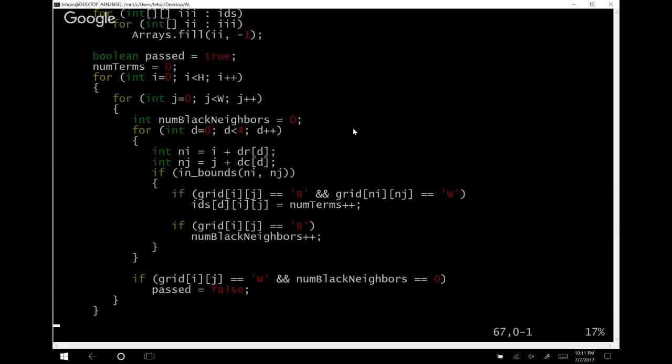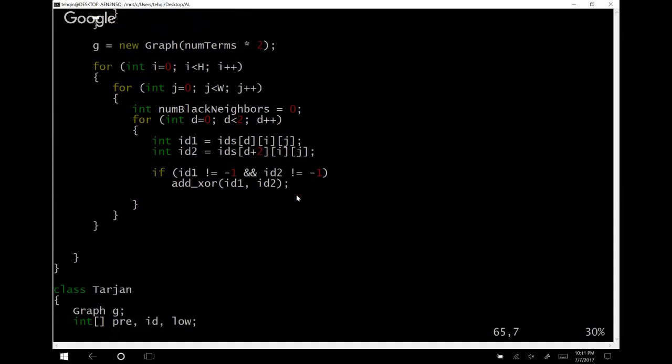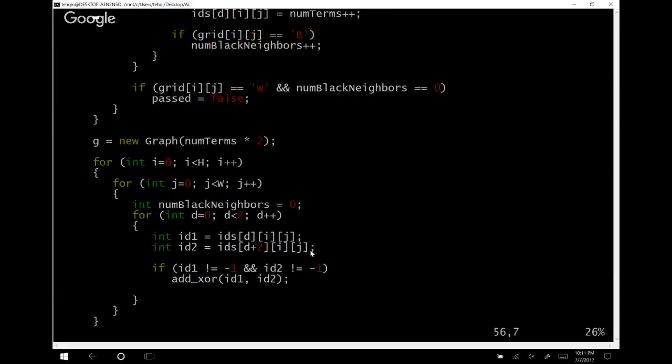So I already did in-bounds checks. So I know i and j are always going to be in bounds. So I can just pull them out of the ID table, and they'll be -1 if they go off the grid. So I don't actually have to add the edges. I can just do that check here. And this ends up working out. And I always just check the barrier like that.